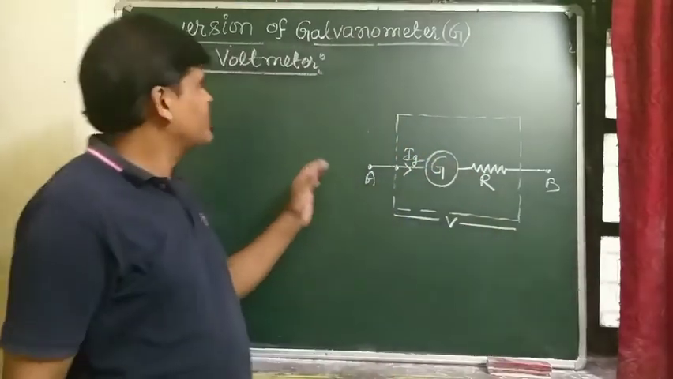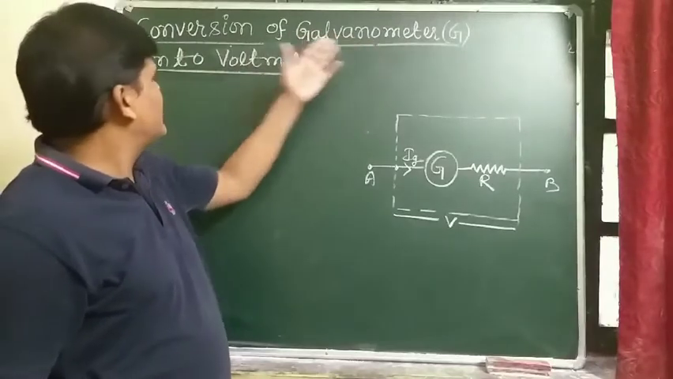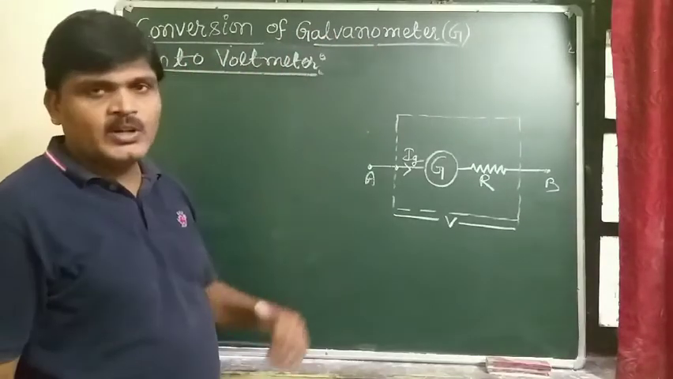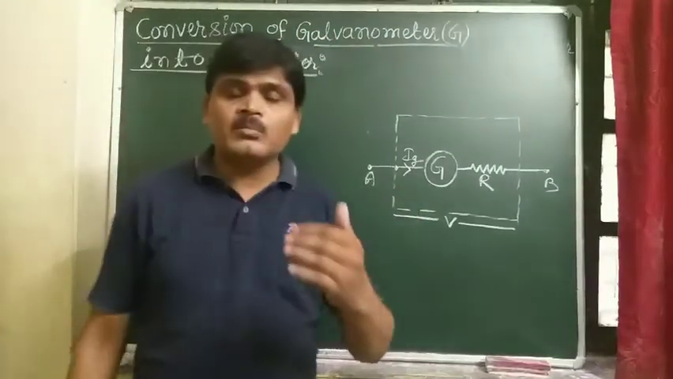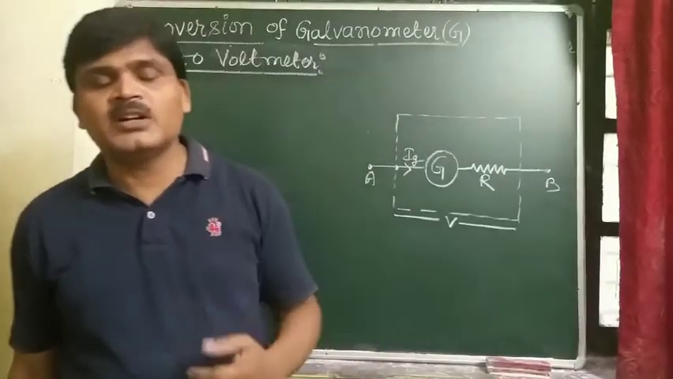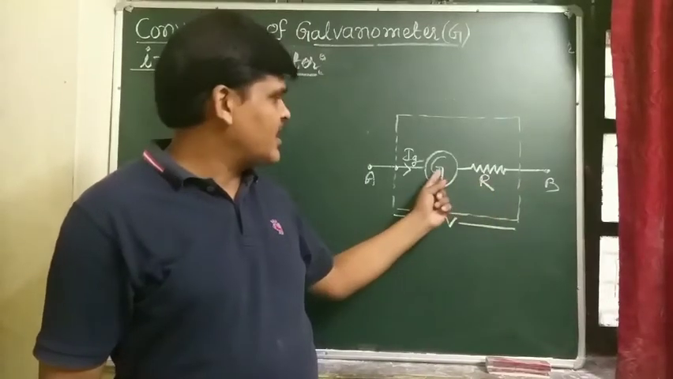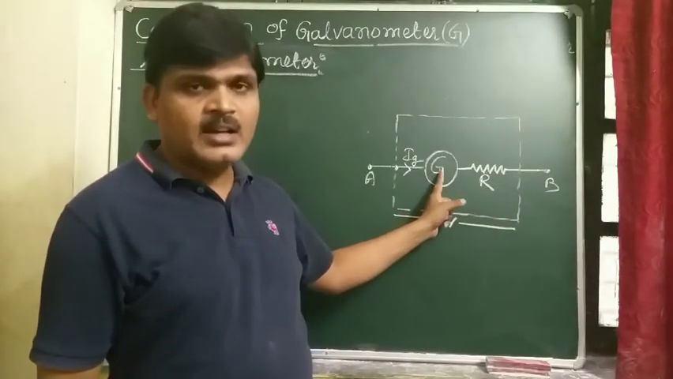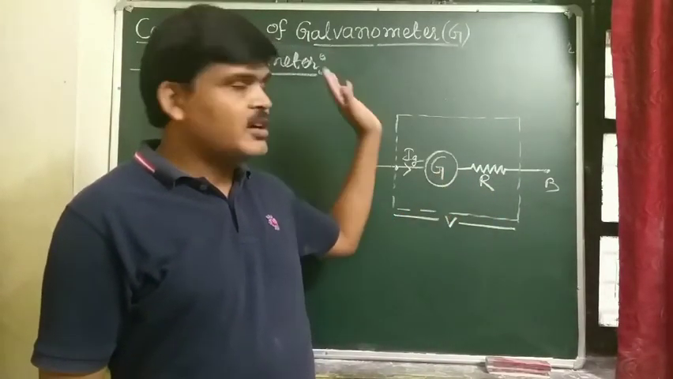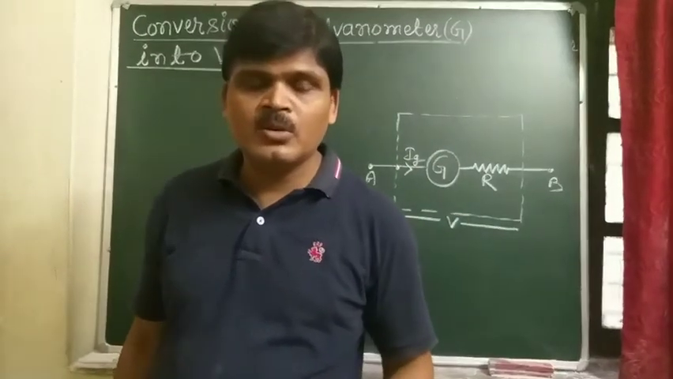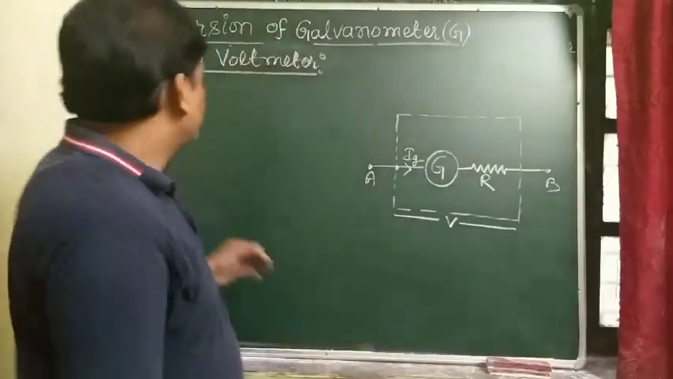So students, conversion of galvanometer into voltmeter. A galvanometer can be converted into a voltmeter when a high resistance is connected in series with a galvanometer, then the galvanometer is converted into a voltmeter.